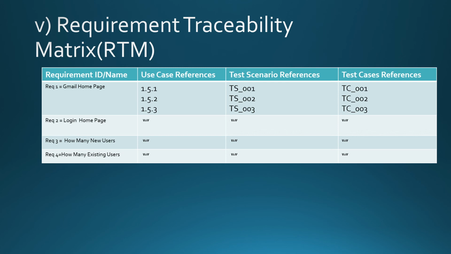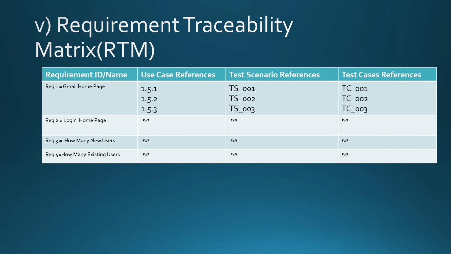Okay, based upon this requirement ID, use case reference, test scenario reference and test case references, we can easily identify and effectively implement the testing here. As we can trace a group of test cases belonging to a particular requirement, the test execution flow will go smoothly. For example, I will trace the Gmail homepage requirement: how many use cases are there, how many scenarios are there, and how many test cases are there for the Gmail homepage. Based upon this, our execution flow will go very smoothly.